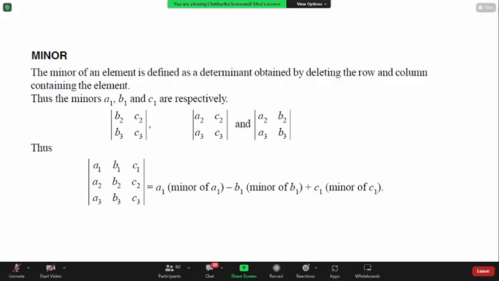Right. Now we are coming to the minor and cofactor, right? The minor of the element is defined as the determinant obtained by deleting the row and column containing the element. Thus, the minors of A1, B1, C1 are respectively.